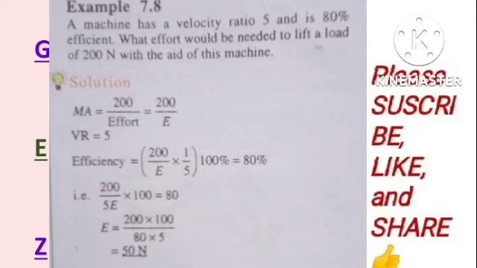So we'll make use of the formula for efficiency, which is MA over VR times 100%. So here our MA, which is mechanical advantage, is equals to 200 over effort. So let's keep that down. Then we also have our VR as 5. So we plug into the equation. We have 200 over 5E times 100 equals 80.